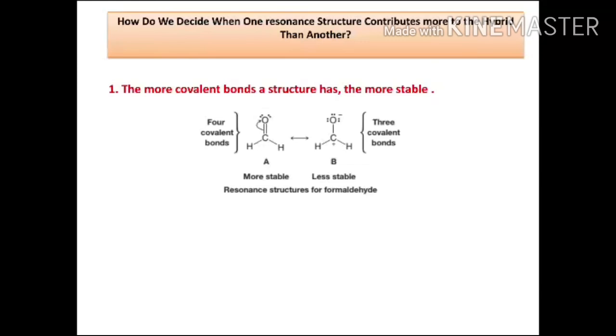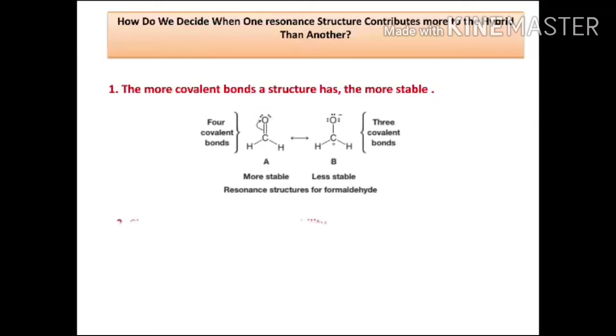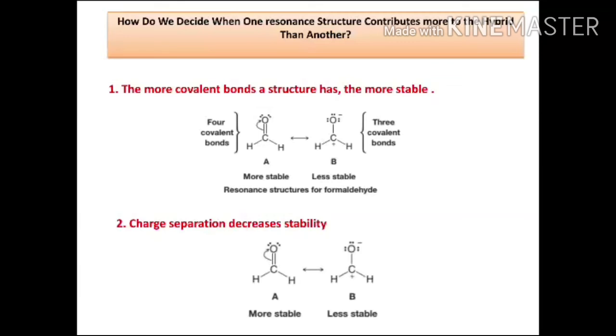Second rule, charge separation decreases stability. That means charge separation is unfavorable. Let's check the same example. The first structure has no charge separation, the second structure has a charge separation. So the structure with charge separation is less stable than the structure without it. The stable structure is the first one, which is very close to your resonance hybrid.